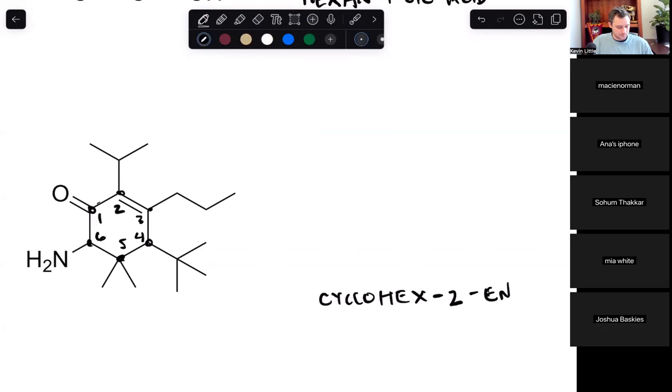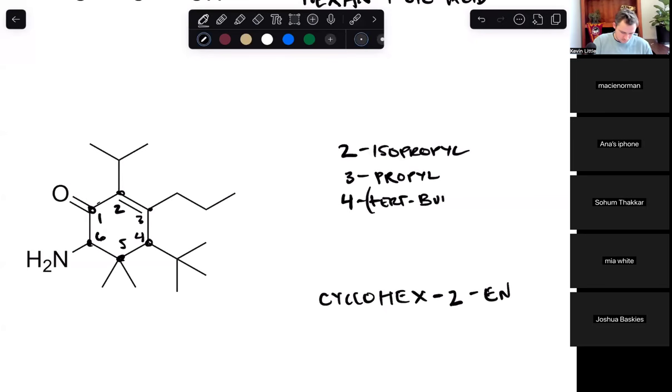All right, so then I'm going to just start numbering. There's so many here that I'm not going to worry about priority right now. I'm just going to write things down. So at two, I have an isopropyl. At three, I have a propyl. At four, I have a tert-butyl.